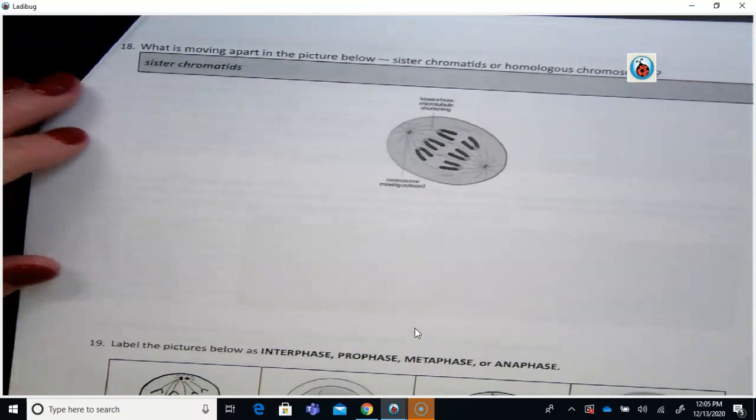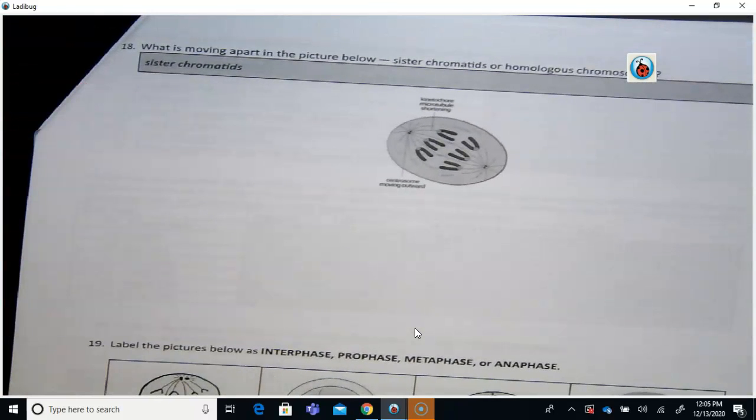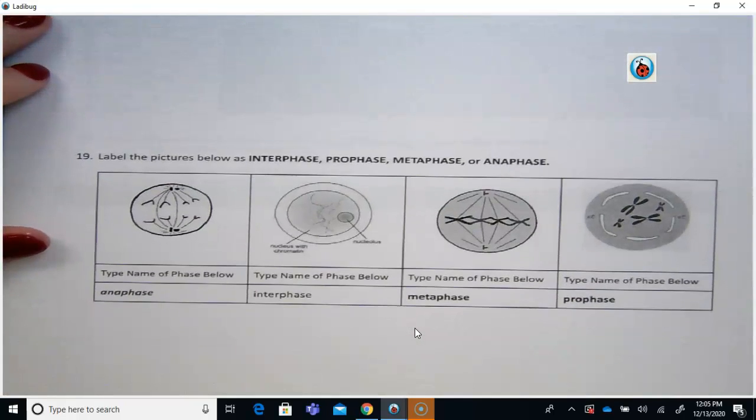And number 18, what is moving apart in the picture below? Sister chromatids or homologous chromosomes? These are sister chromatids that are being pulled apart. Down here, you're doing more labeling.